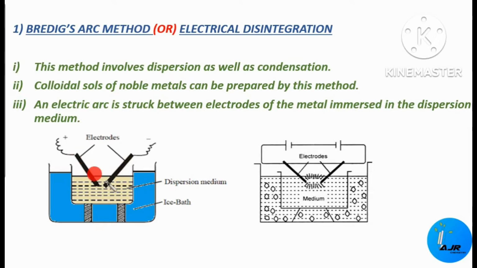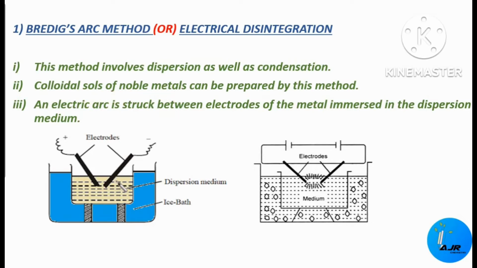These two electrodes are connected to a battery, and they are immersed inside a dispersion medium. The dispersion medium consists of water and also an electrolyte. That electrolyte will act as a stabilizing agent. This container should be kept inside an ice bath so that the condensation process can be easily done, so that the colloidal sols of noble metals can be obtained easily.